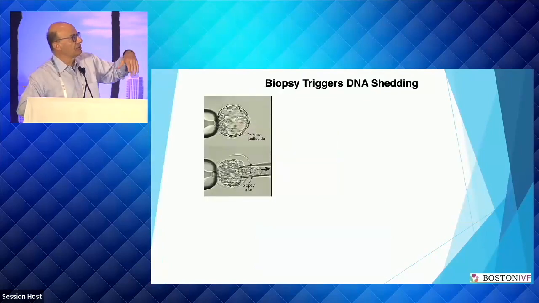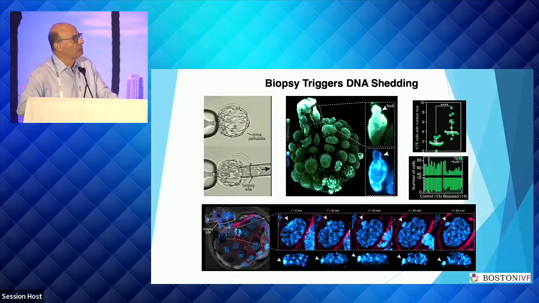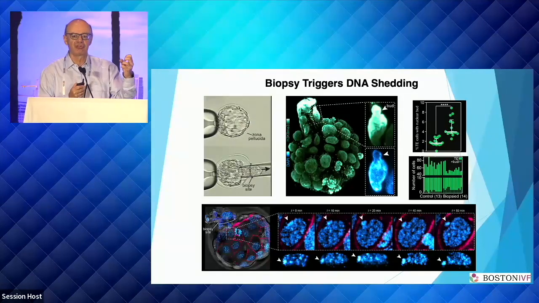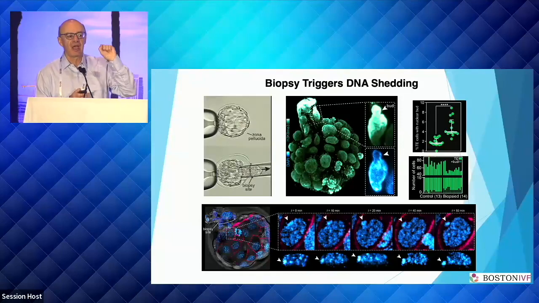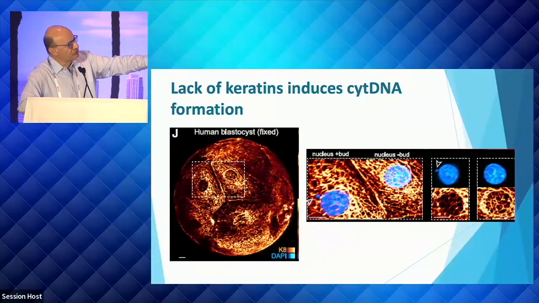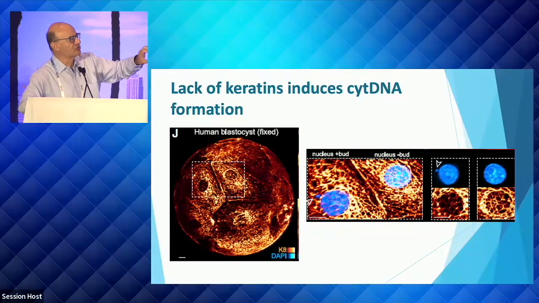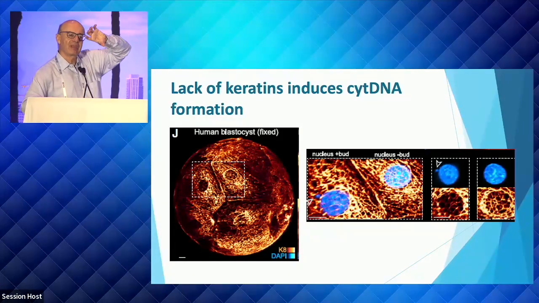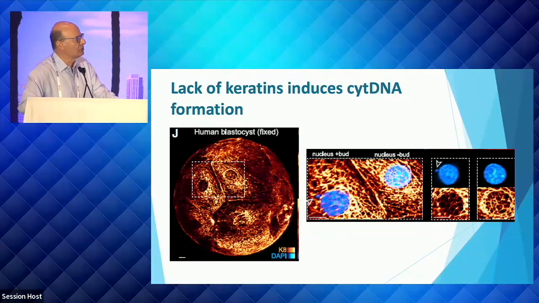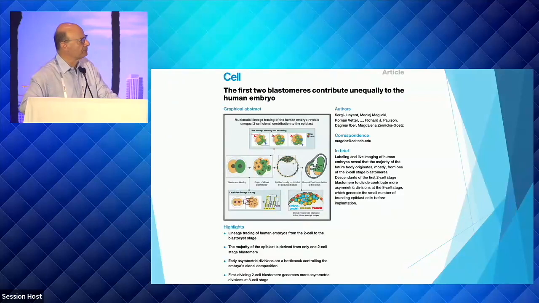The other thing we found is that biopsy triggers DNA shedding. When you're biopsying an embryo, you're also triggering this event because you're squeezing those cells, the trophectoderm cells, and there's more cytoplasmic DNA being extruded. On the right-hand side, you can see cells with more of a cage of keratin around them are much less likely to have nuclear budding.